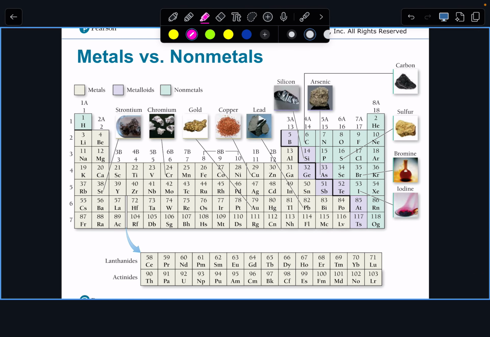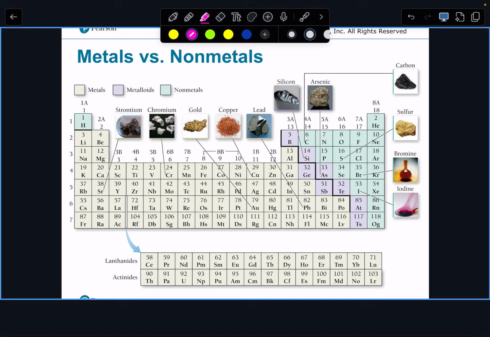Now some key points, basic information we get from the periodic table. Metals versus non-metals. This is always kind of shocking to people if they haven't seen this before. The tan colored ones are metals. So the vast majority of the elements that make up the universe are metals. It's a little bit surprising, I feel like.